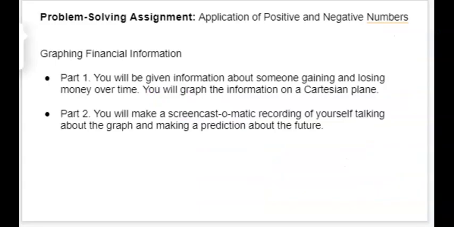So you're going to go back to the slides and see this problem solving assignment where you're going to be graphing financial information. You're going to be given some information about someone who has been gaining and losing money over time. You're going to graph this information on a Cartesian plane. And then once you have your graph, you're going to make a screencast video just like I'm doing now, where you're going to talk about your graph and make a prediction for the future.